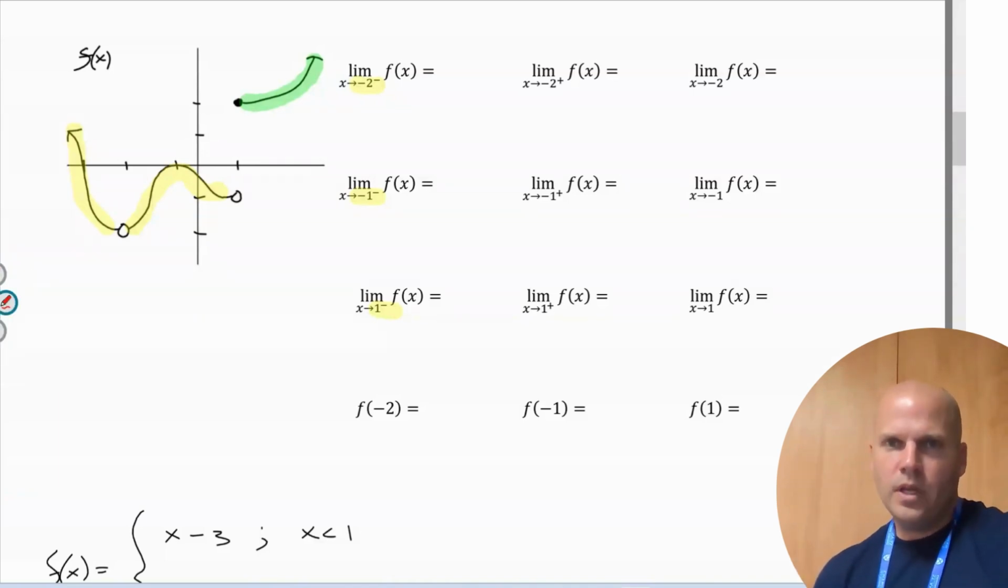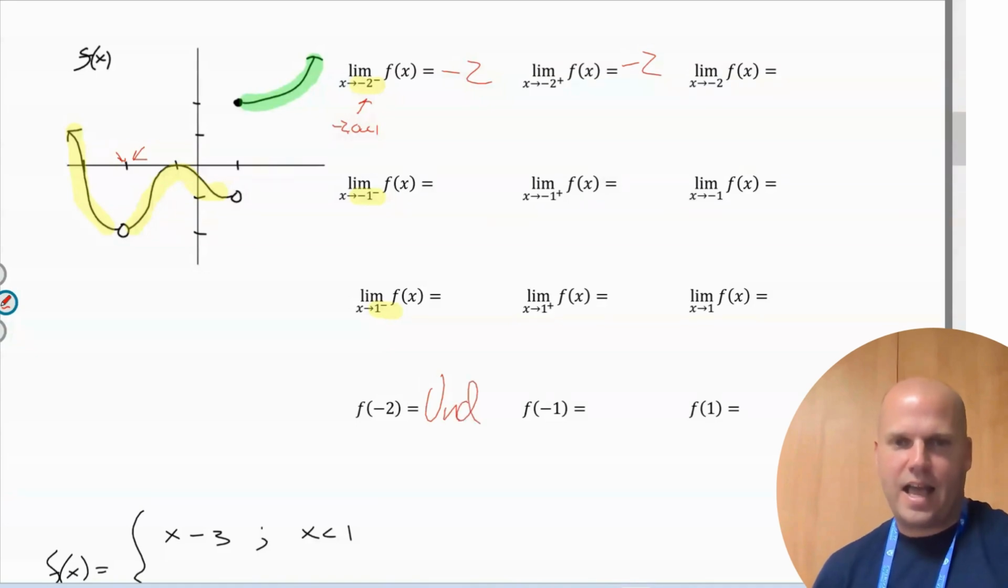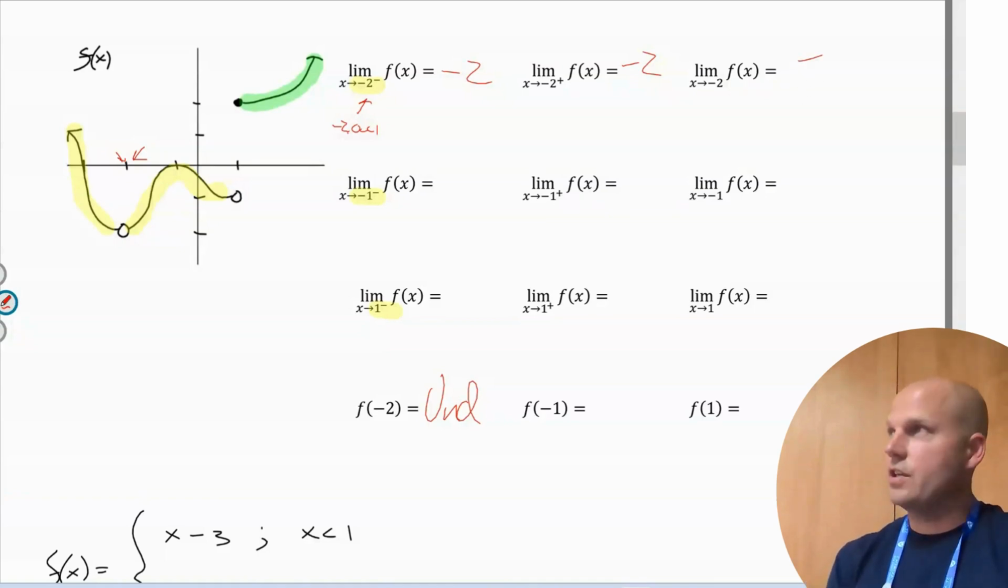So if I'm to the left of -2, say -2.0001, -2.001, it's right there. I can see I'm down here with this piece. I'm approaching this value, and the value is -2. I'd be doing the same for the right. However, at -2, I do not have a defined function value. There is no equaling at -2. So this answer is -2.